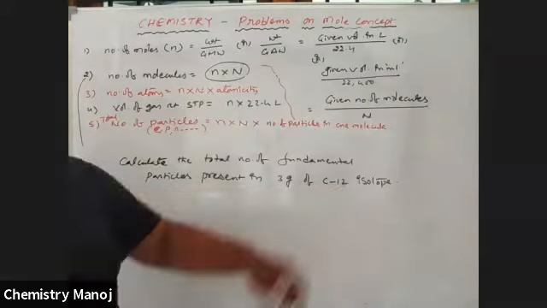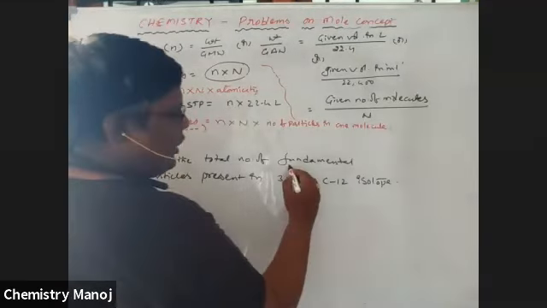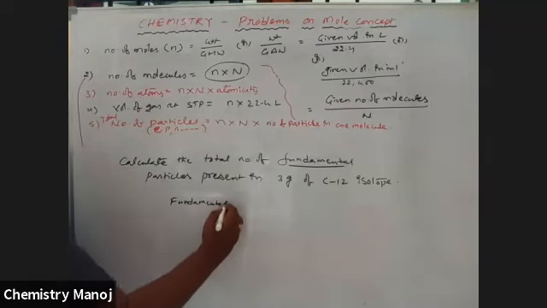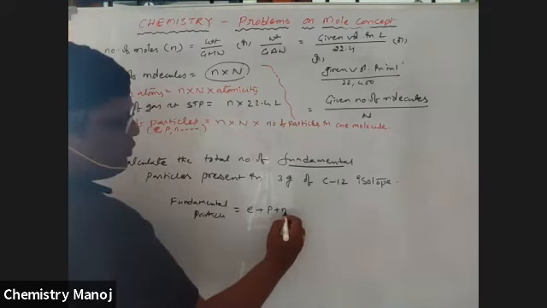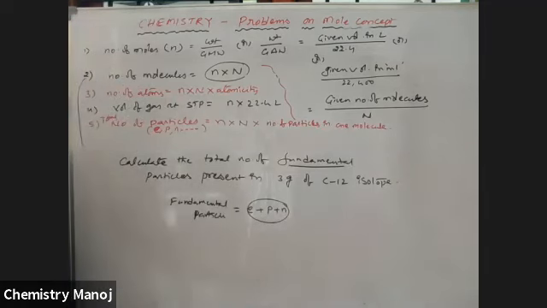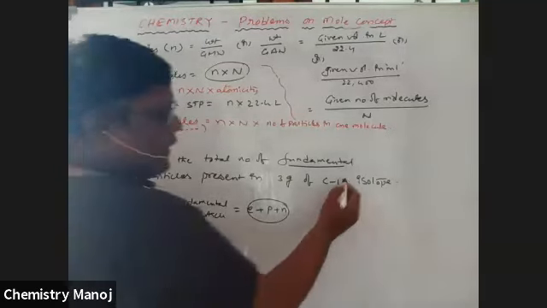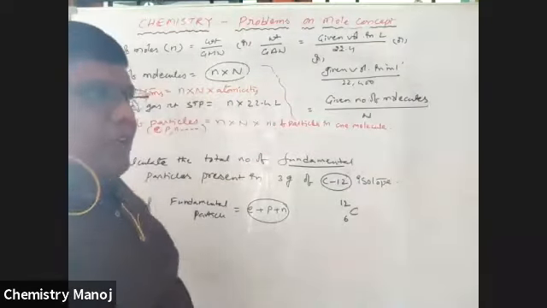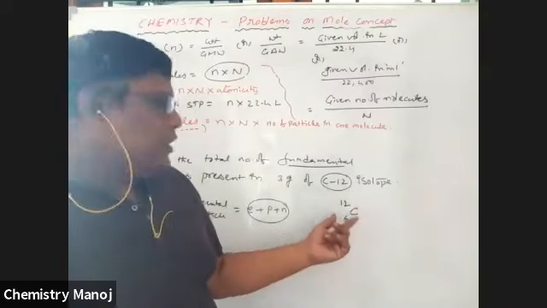So 3 grams of C12. C12 means its mass number is 12. Now you want to find out the fundamental particles. Fundamental particles are nothing but electrons plus protons plus neutrons, all together taken as total fundamental particles. Now in C12, carbon has atomic number 6 and mass number 12. Sometimes the mass number of carbon may also be taken as 13, that's why I'm making it clear. It is C12, its mass number is 12.